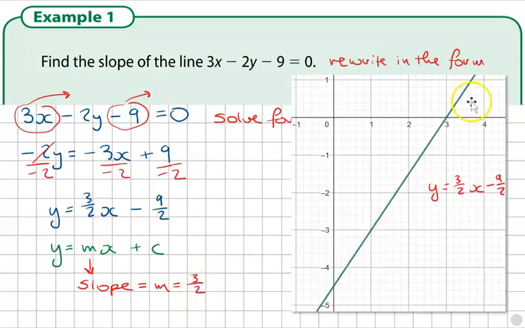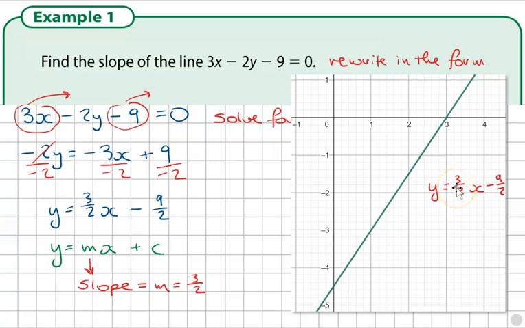So if we draw out the line, so this is the line y is equal to 3 over 2x minus 9 over 2. Or you could also call it 3x minus 2y minus 9 is equal to 0. Both equations are correct. So this is our line. And we can see that it crosses the y-axis at minus 4.5. And minus 9 over 2 is minus 4.5. So that's the y-intercept. And the slope is 3 over 2.